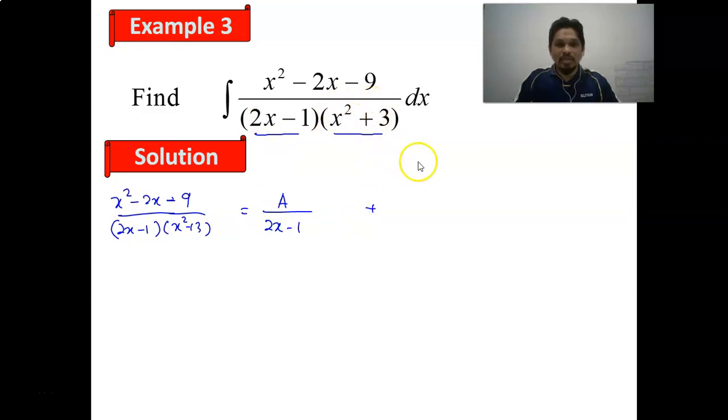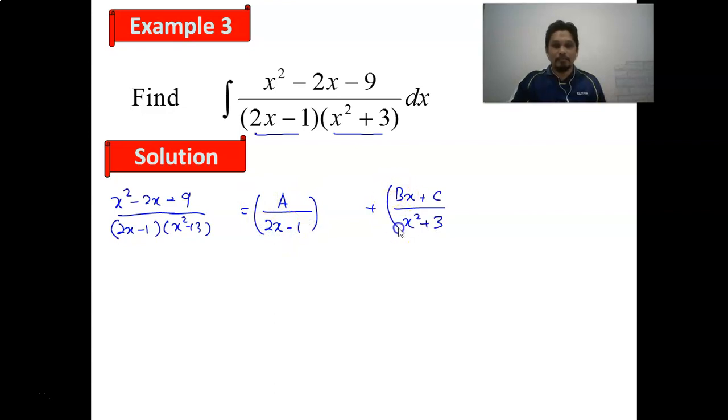a quadratic that cannot be factorized, so the numerator here we come up with Bx plus C divided by x squared plus 3. Okay. So now we are going to equalize the denominator of these two with the original question here. For 2x minus 1, we need to multiply with x squared plus 3 divided by x squared plus 3, and also here multiply with 2x minus 1 divided by 2x minus 1.